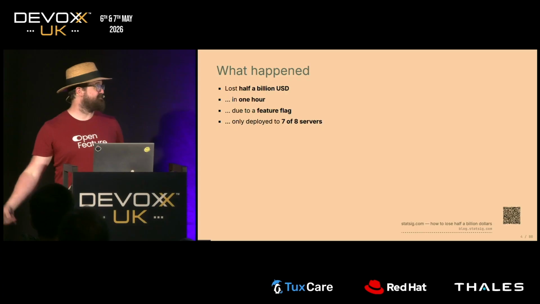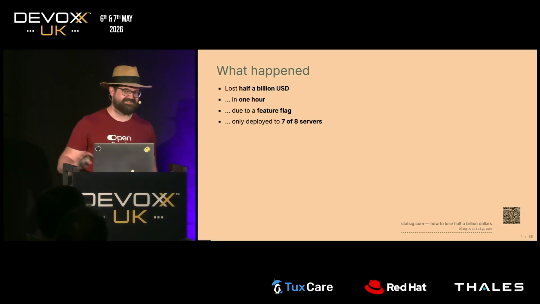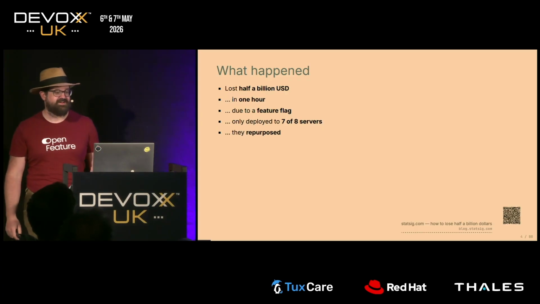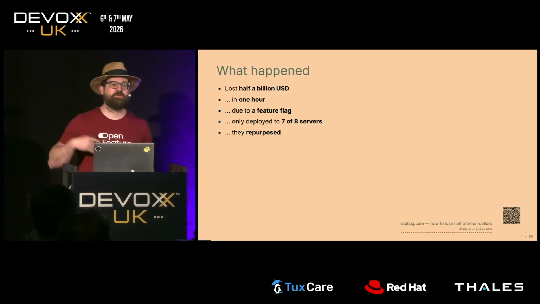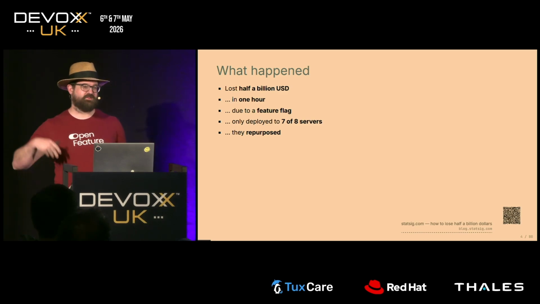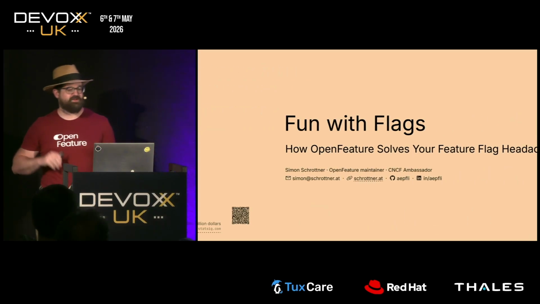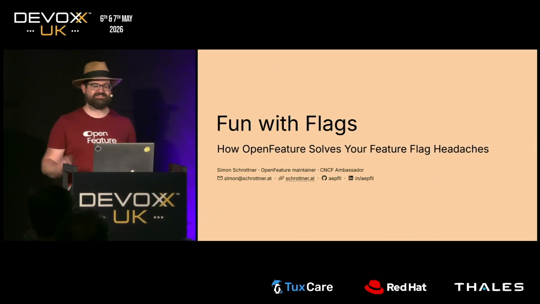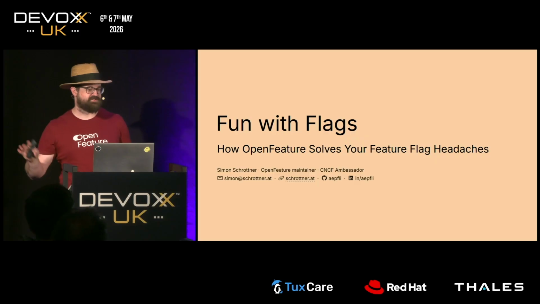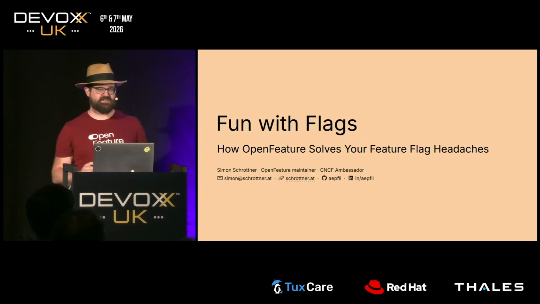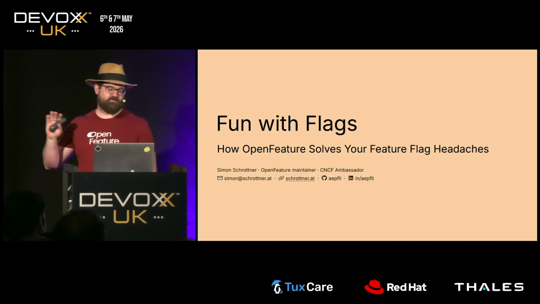So the documentation was a little bit outdated, and they were not using a centralized feature flag management system. And the big problem was they repurposed the feature flag. So they reutilized the feature flag, which was already in the system. But we are not here to talk about war stories or things like that. I want to give you a short introduction into OpenFeature in general, and how we proceed there.